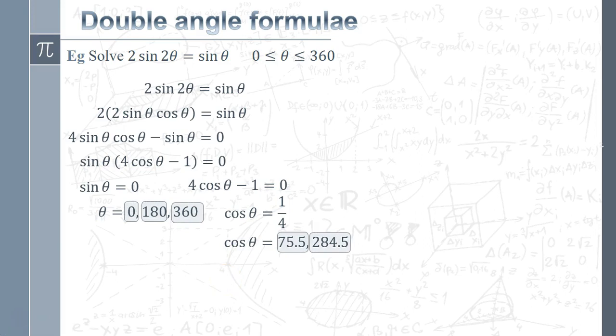Now, I want to just quickly go back to this line here and just do it in a slightly different way. So what I'm going to do is just multiply out the left-hand side. So that gives us 4 sine theta cos theta equals sine theta. What you often find students doing now is dividing through by sine theta. So what we're going to get is 4 cos theta equals 1, which, mathematically is absolutely fine, nothing wrong with it.